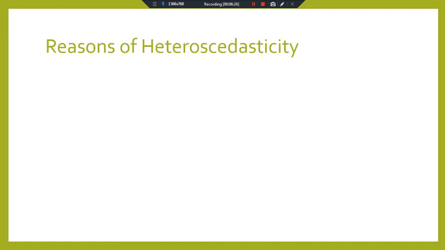Let's discuss the reasons for heteroscedasticity. There are a number of reasons, but here we are going to discuss some important causes. The first one is the outlier. When we have a few very high values or a few very low values, these are considered outliers in our data.